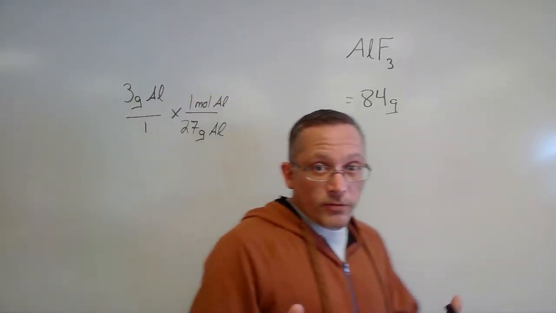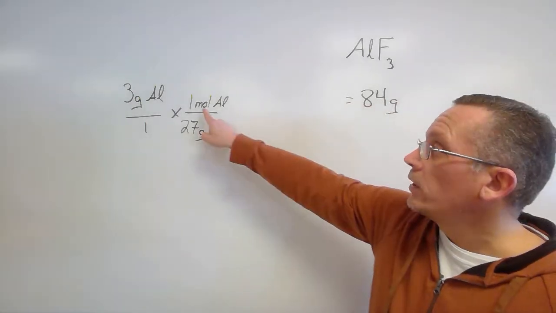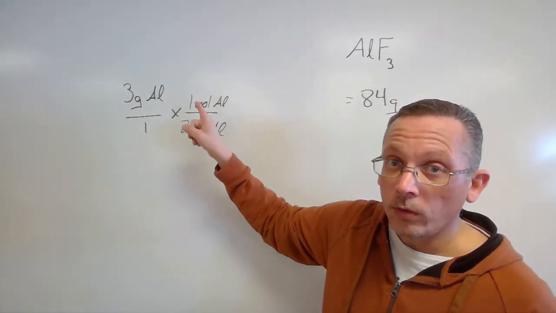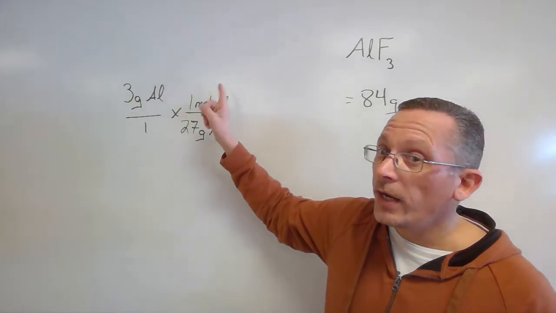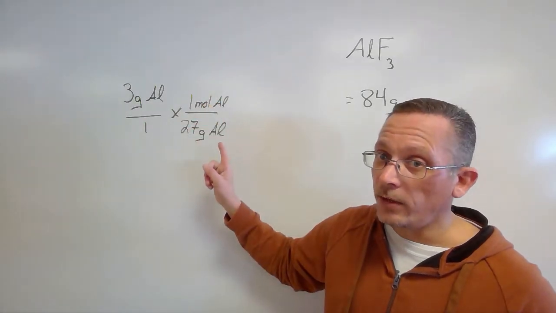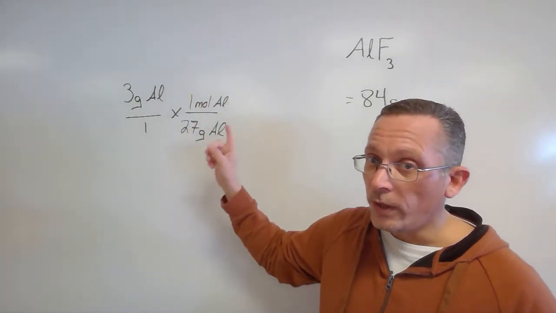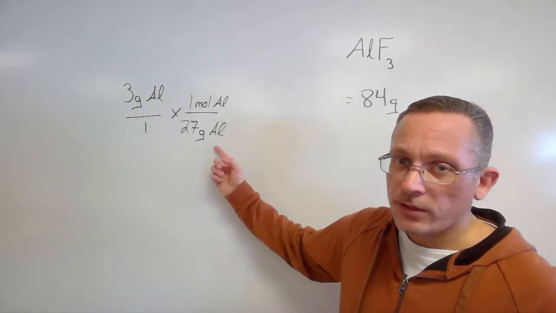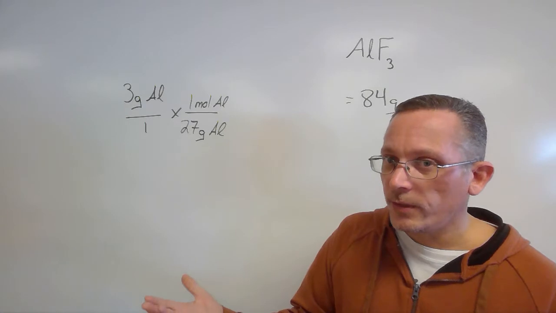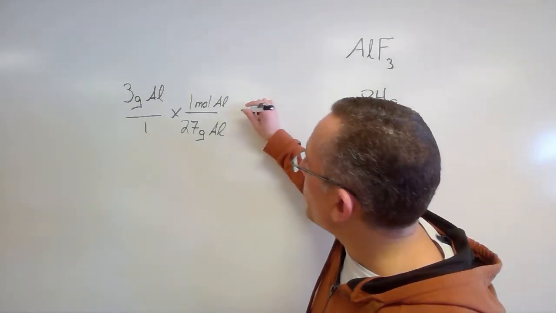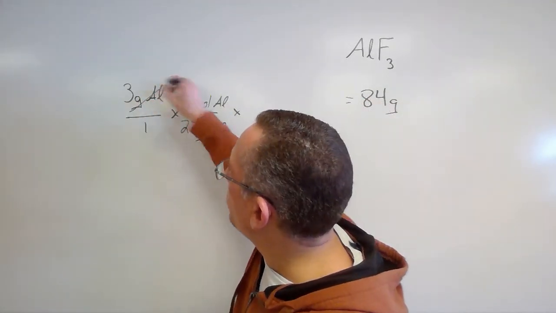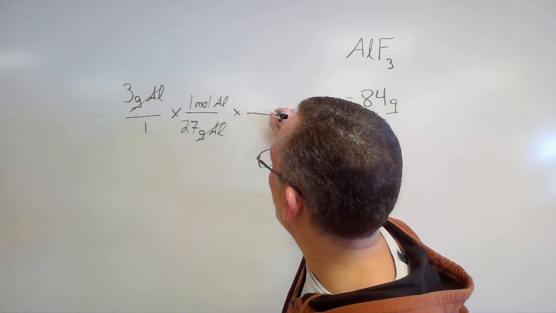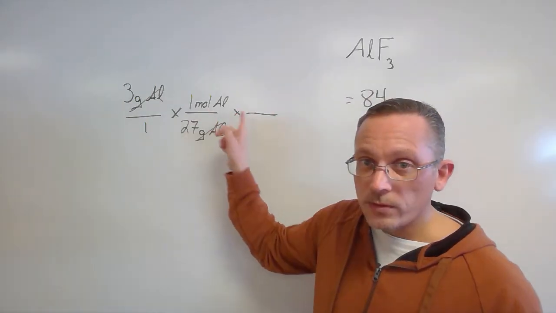Okay. Whenever you get these numbers off the periodic table, it's always going to be 1 mole in one spot in the fraction. It might not always be on the top, it might be on the bottom, but there will always be a 1 mole when you use these numbers off of the periodic table, because that's the mass of 1 mole of the substance. Okay, so now these cancel. Now I have moles of aluminum.